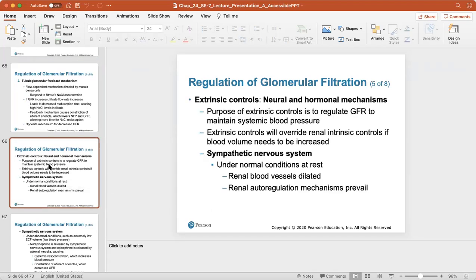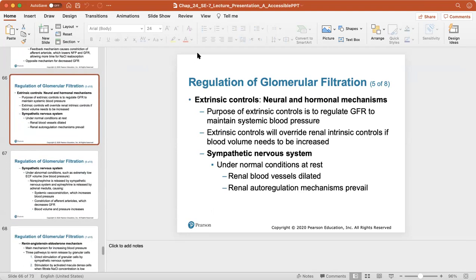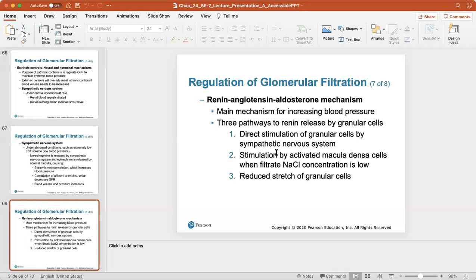We have neural and hormonal mechanisms to also control the glomerular filtration rate. It's under the sympathetic nervous system. Under normal conditions at rest, the renal blood vessels are dilated and renal autoregulation mechanisms will prevail. So between the sympathetic and hormonal mechanisms, I won't ask you guys too many specifics about that, but I do want to mention briefly the renin-angiotensin-aldosterone mechanism. This is your body's main mechanism for increasing blood pressure in terms of an emergency situation.